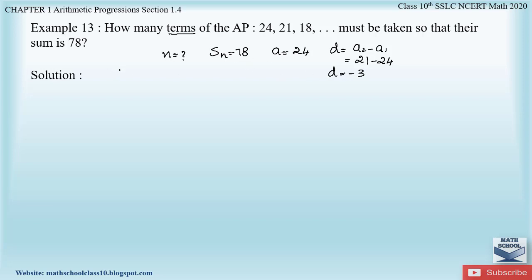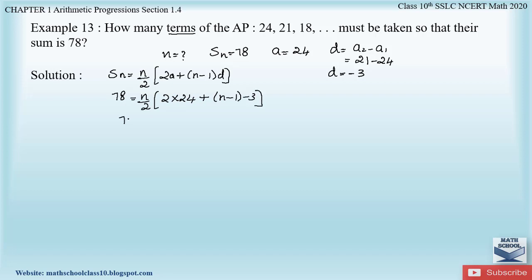Now let us write down the sum of n terms formula, which is given by Sn is equal to n divided by 2 into 2a plus n minus 1 into d. Now let us substitute the values and find out the equation. What is Sn value? It is 78. N value we have to find out into 2 into a is 24 plus n minus 1 into d is minus 3. So 78 is equal to n divided by 2.